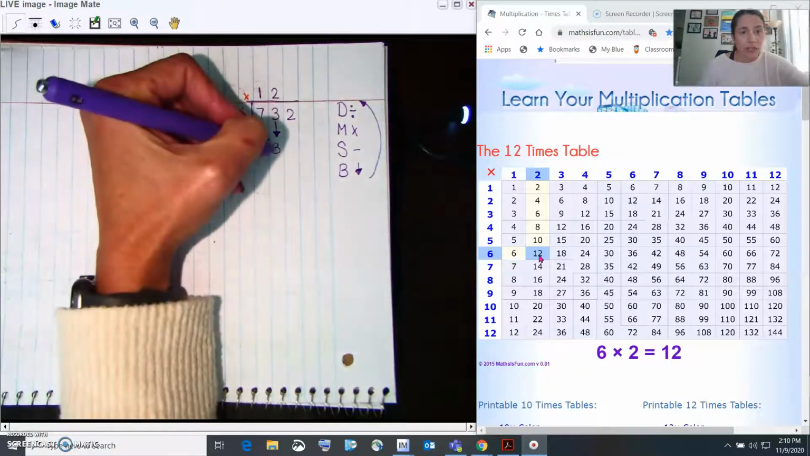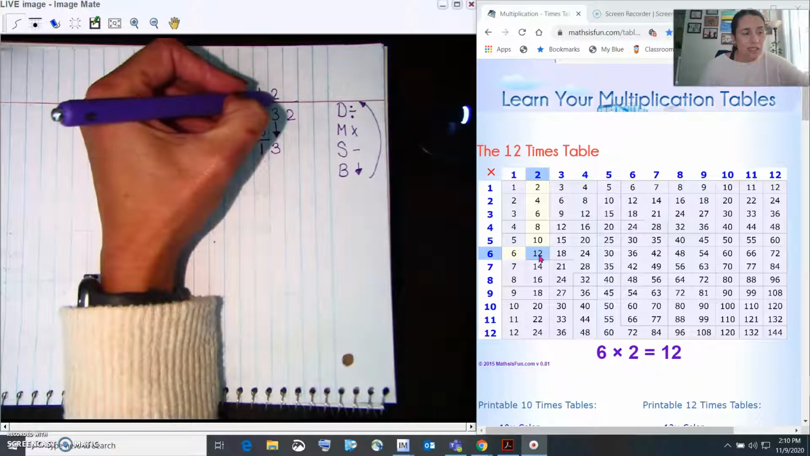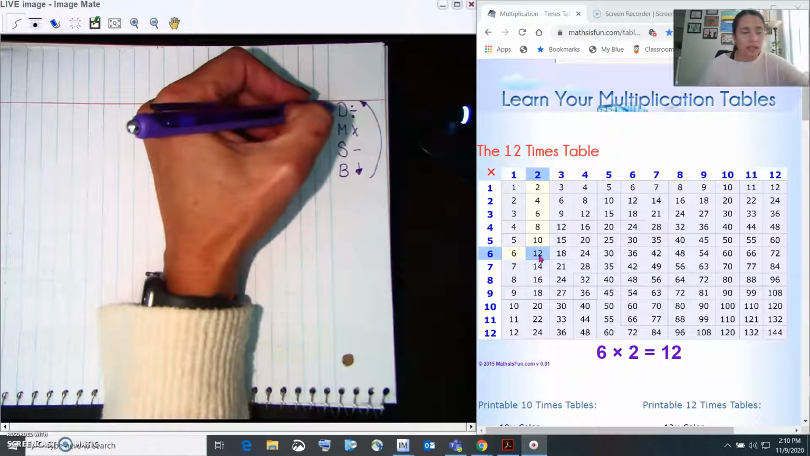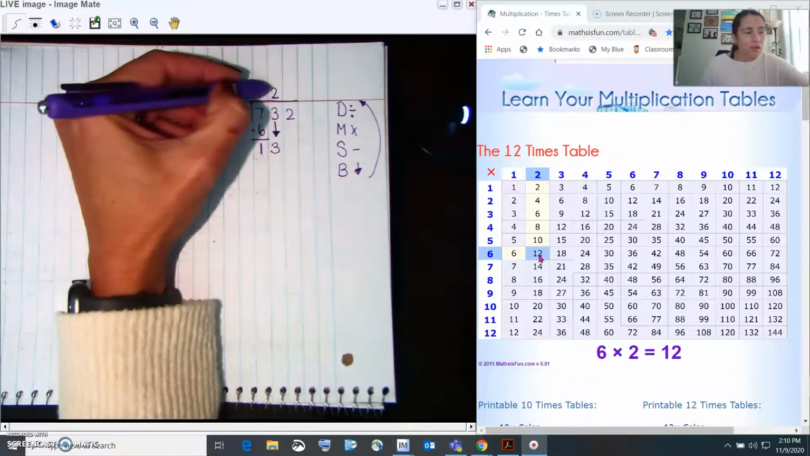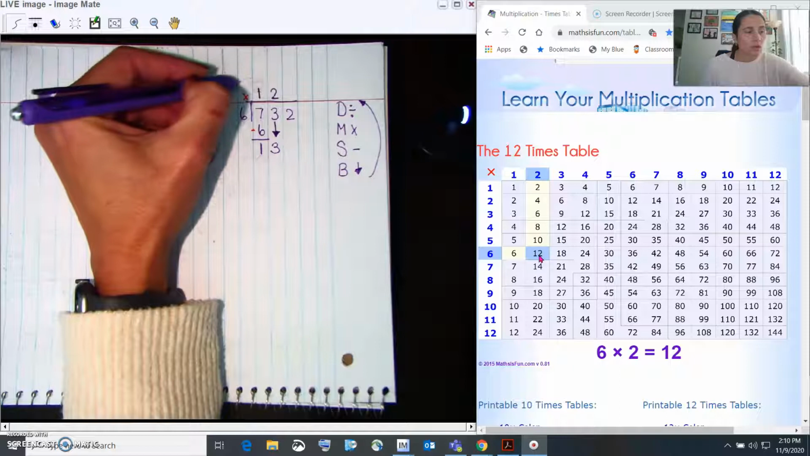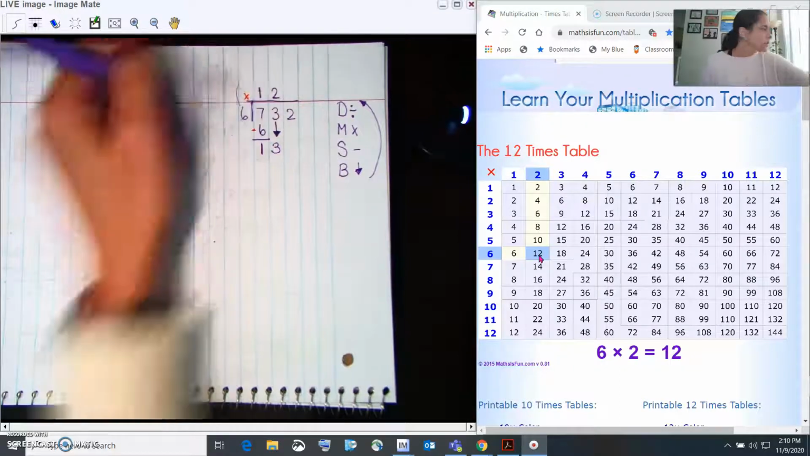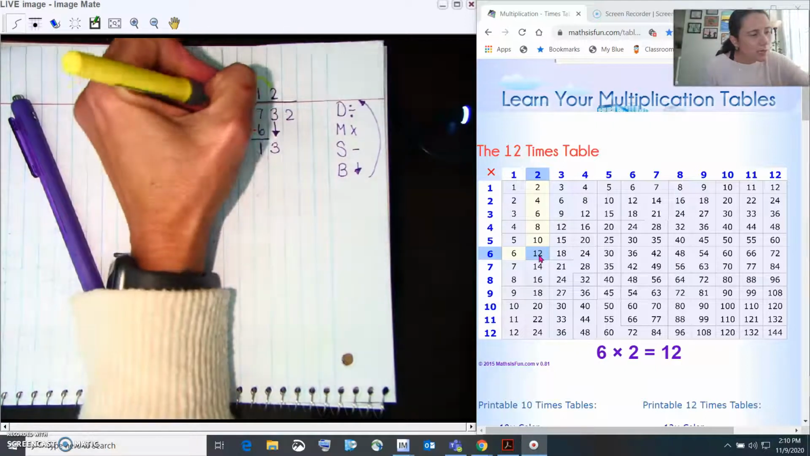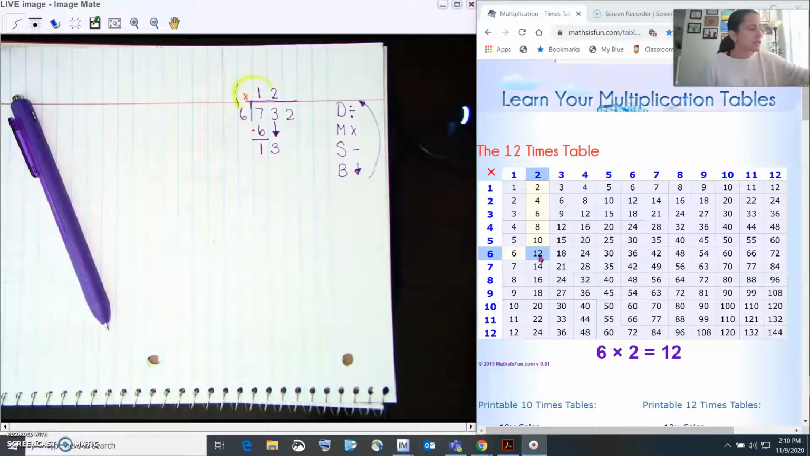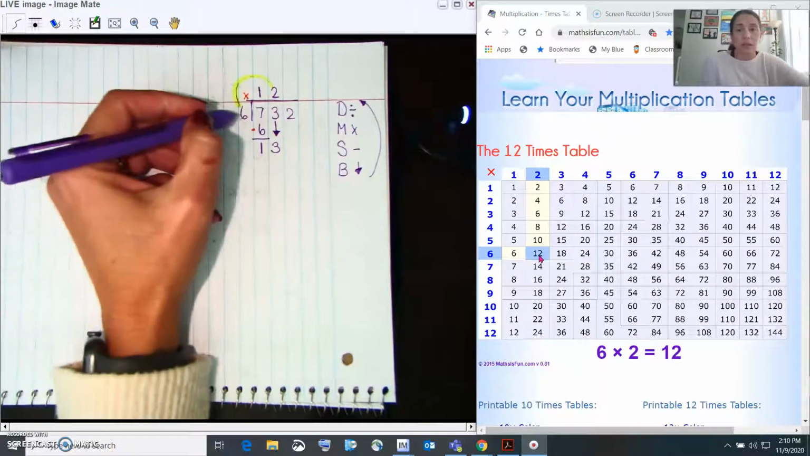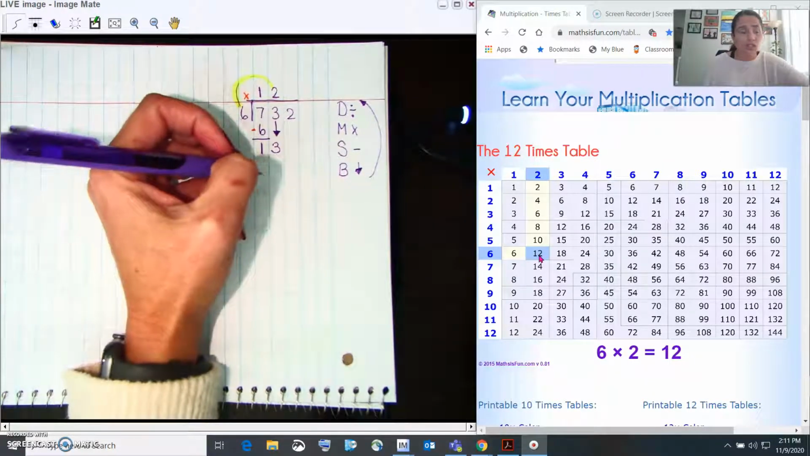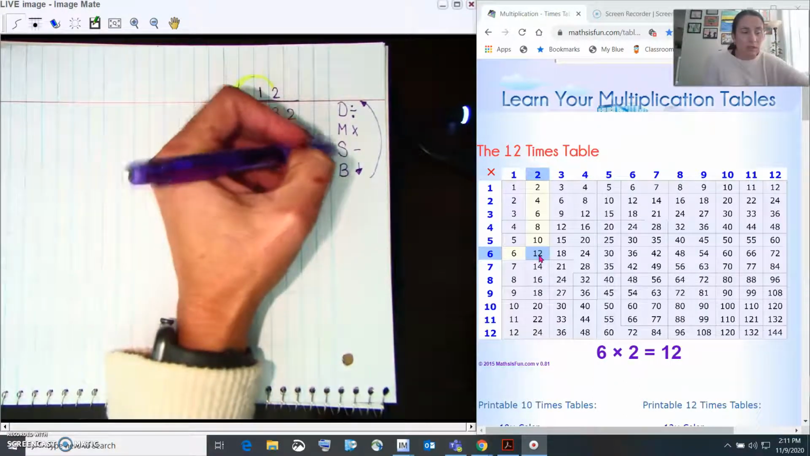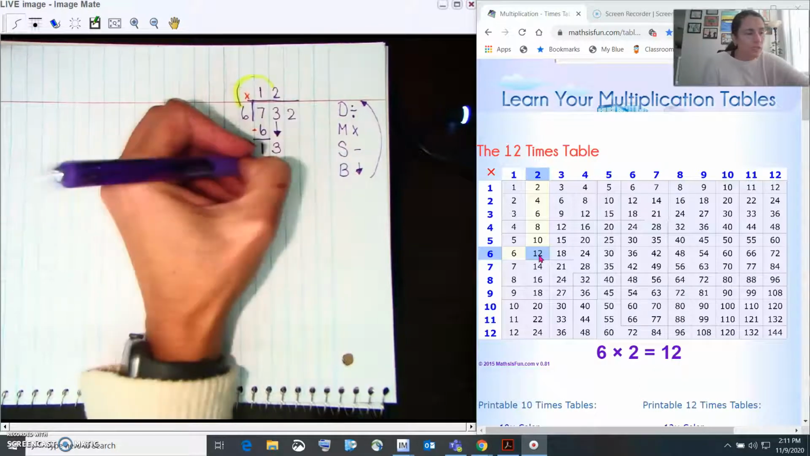So the 3 that I brought down, we've got our 10s now. We've got our 100s, and now we've got our 10s. So we just divided. Now we're going to multiply. So then it's 2 times 6. So 2 times 6, we already know, is 12, because we just used our chart for that. Okay, we divided, we multiplied. Now what do we do? We subtract.